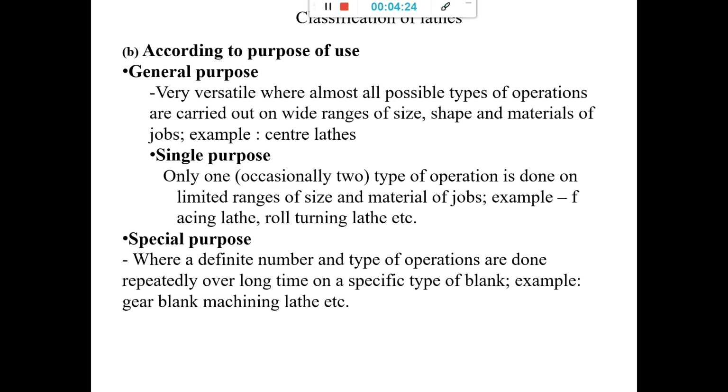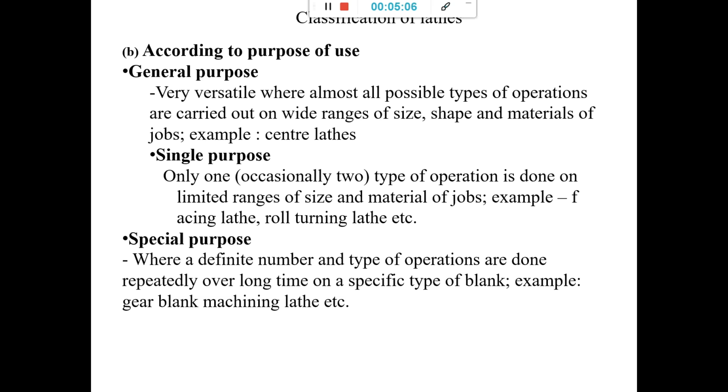Next, single purpose lathe: only one, occasionally two, types of operation are done on a limited range of size and material of jobs. For example, facing lathe, roll turning lathe, etc. So one or a maximum of two operations can be done in such a lathe, and the size and material of the job are also limited.